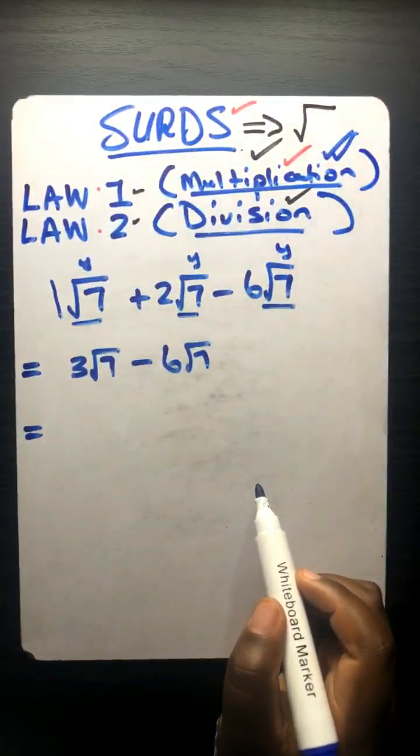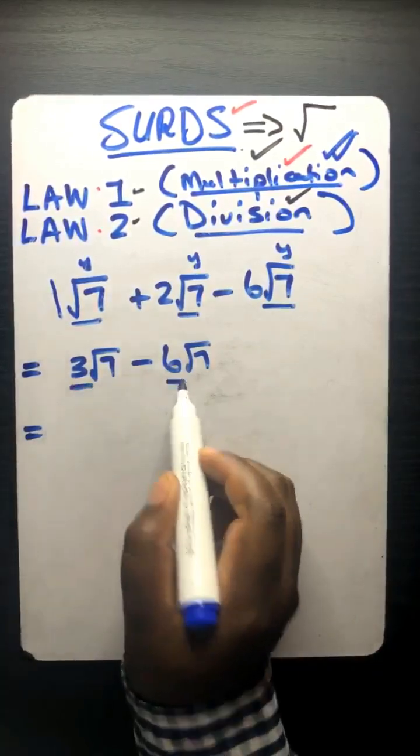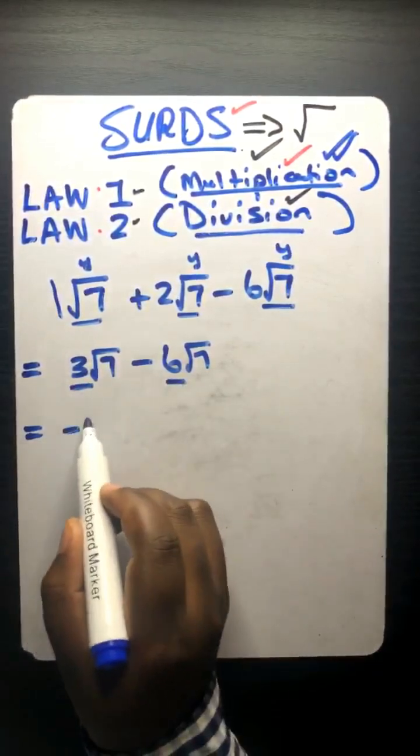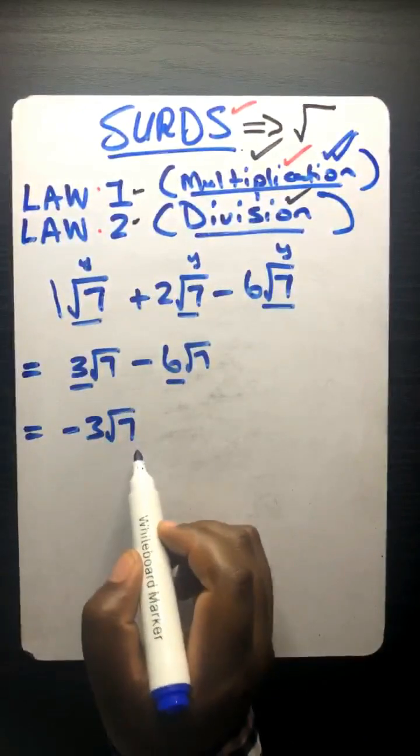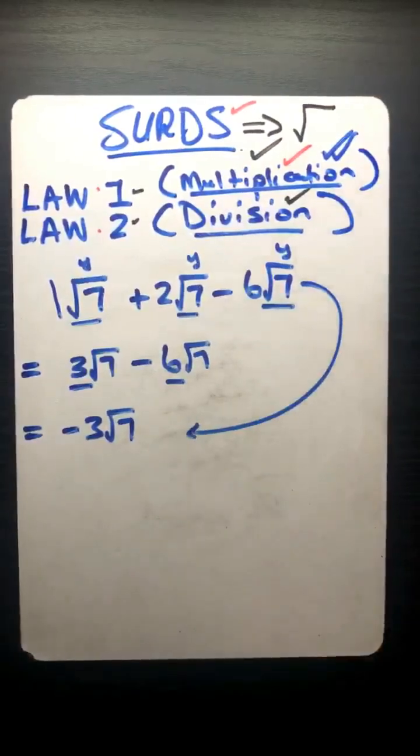Let's see. What else are we going to do? So you say 3 minus 6. What is that? Is it not negative 3 square root of 7? Try quickly punch all of that and check if it gives you that.